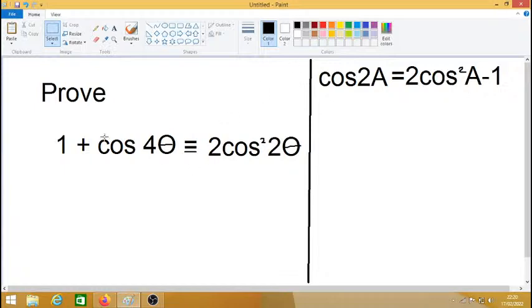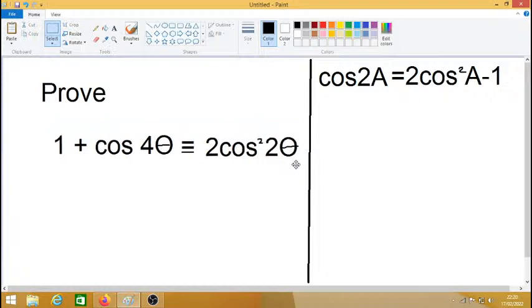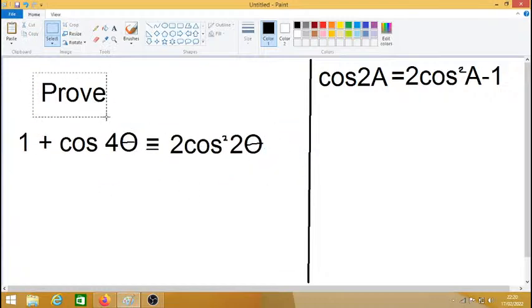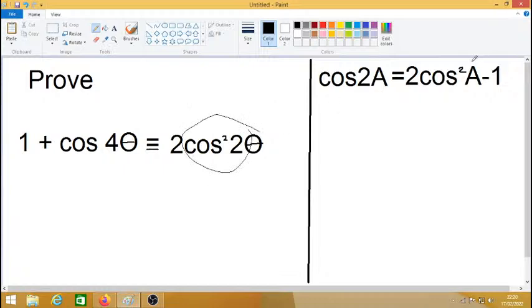Okay, so if the first one's going to help us more, then we've got to decide, are we going to work on the left hand side and try and change this to make the right hand side, or are we going to change the right hand side and make it look like the left hand side? If you compare what we've got here, we've got cos squared, and that's kind of like this cos squared here, and on the left we've got your cos 4 theta. That's a bit like your cos 2a.